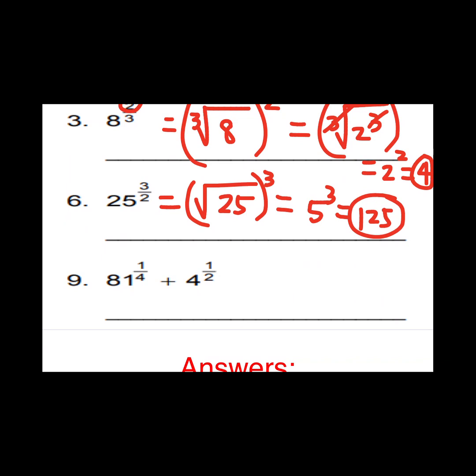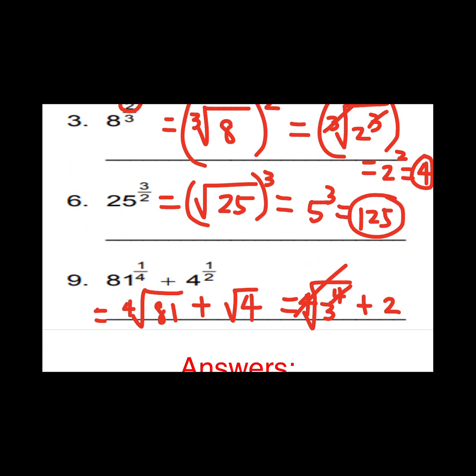Let's take a look at number 9 here. The next one is the fourth root of 81 plus the square root of 4. Now for the fourth root of 81, we can rewrite the 81 as 3 to the fourth power. Remember that? 3 to the fourth equals 81. And then the square root of 4 is actually 2. So the fourth and fourth root cancels out, and we have 3 plus 2, which gives us an answer of 5.